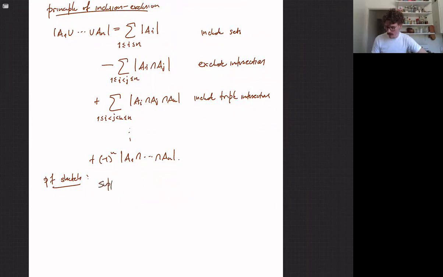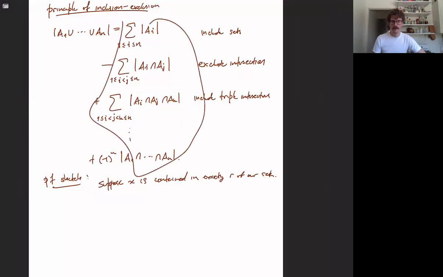Suppose some element x is contained in exactly R of our sets. So every x is contained in some number of sets. So this is just saying let x be any element, and let R be the number of sets that it's contained in. And we want to show that it's counted exactly once in this big formula.